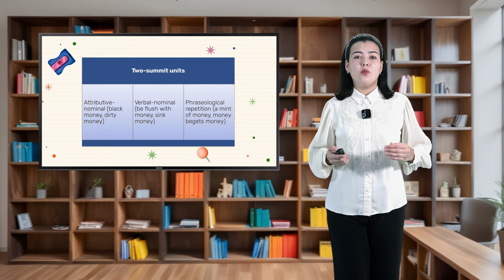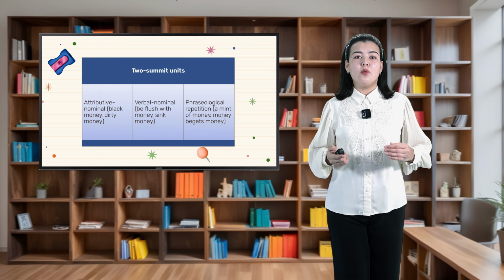And second one is verbal nominal units, which are equivalent to verbs, like pour money down the drain. It means to misuse money. And put one's money on a stretched horse. It means to bet on a certain failure, to gamble without a chance of winning. Very beautiful and attractive idioms, aren't they?